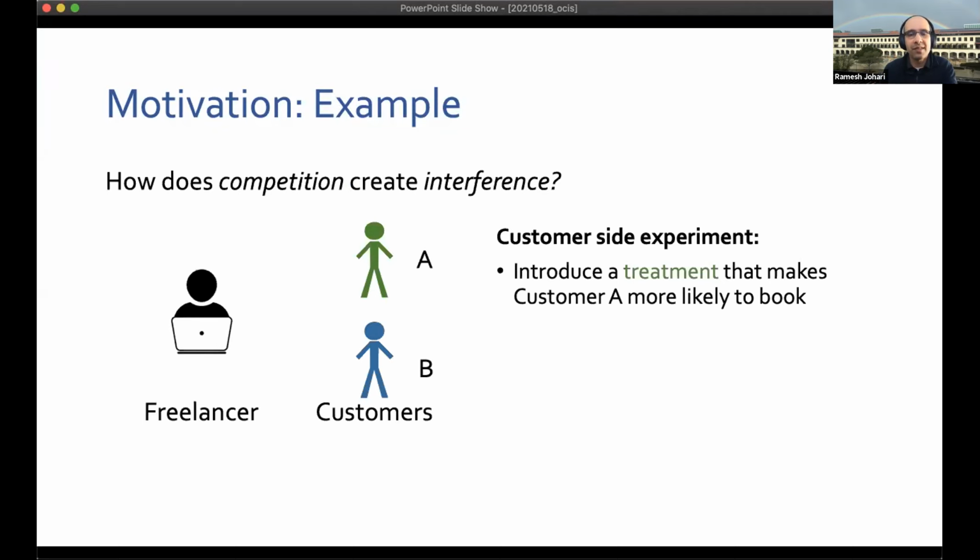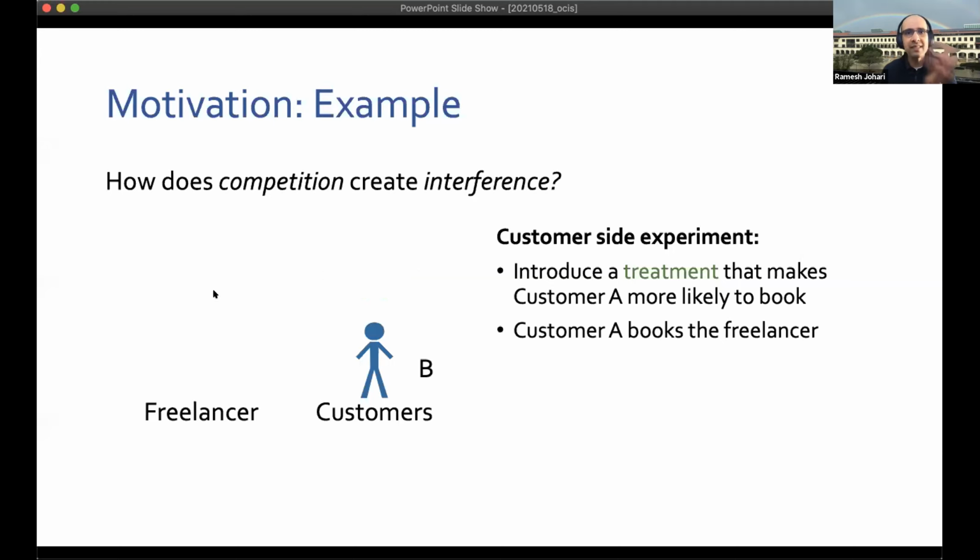So let's say I introduce this treatment, and the way I test the intervention is that I give some customers the intervention and other customers I don't. So in this example, the green customer is treated, the blue customer is control. Okay. Suppose that customer A arrives before customer B and happens to book this freelancer. In this simple market, which is of course highly stylized, when customer B shows up, there's nothing left to book.